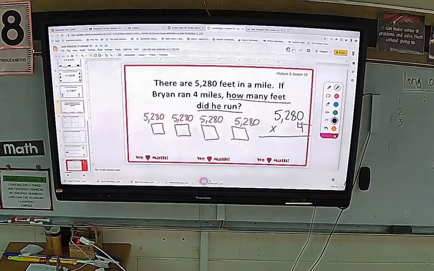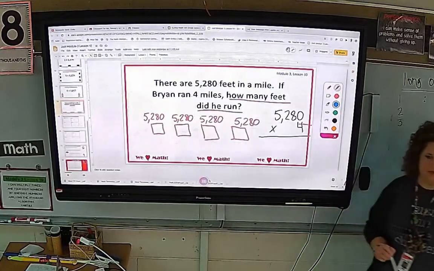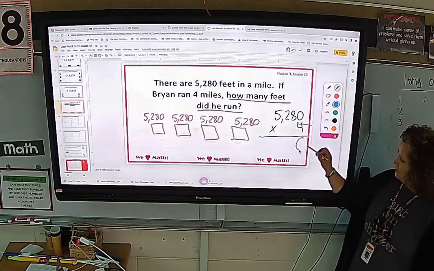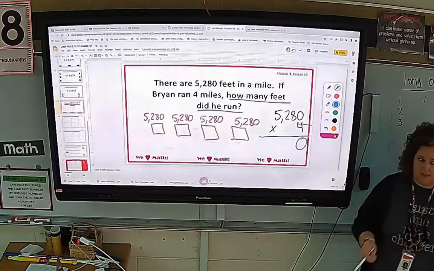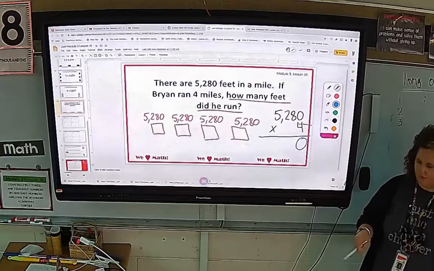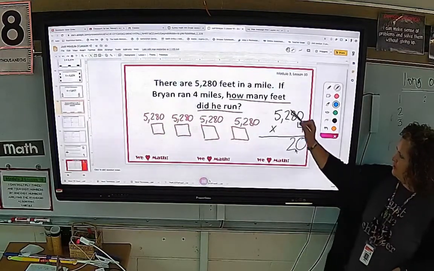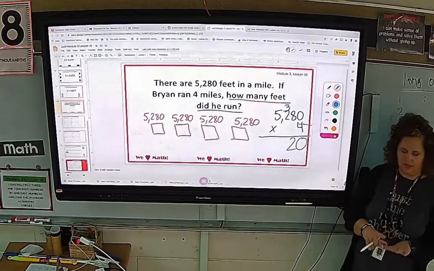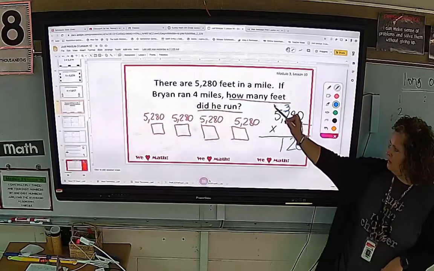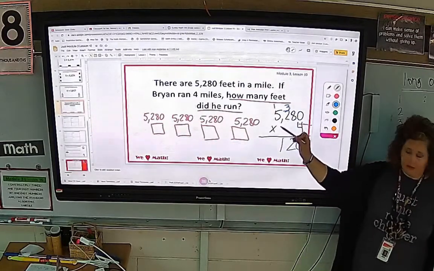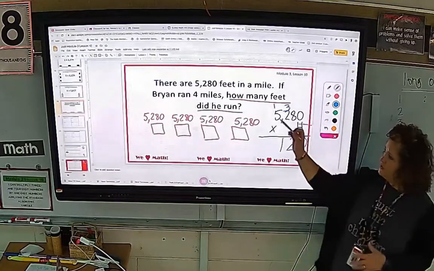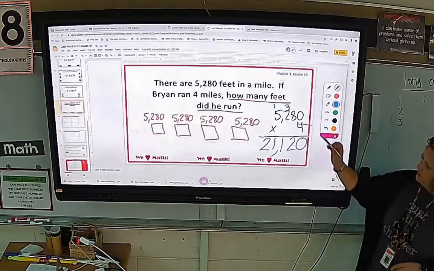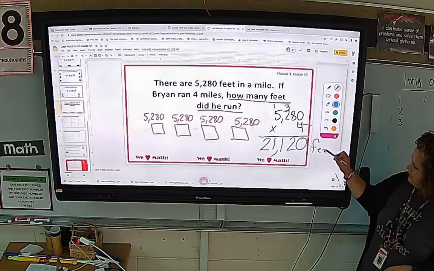Let's check this. 5,280 times 4. A very quick check here. 4 times 0 is 0. 4 times 8 is 32. We're going to put that 2. We're going to carry the 3. 4 times 2? 8 plus 3 more. 9, 10, 11. 4 times 5? 20. Plus 1 more? 21. And there's nowhere to carry to, so we're going to write that whole 21 right there. 21,120 is our final answer if we're adding that label.